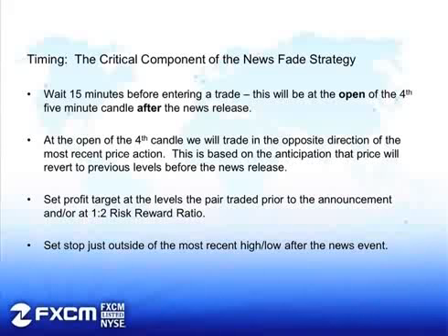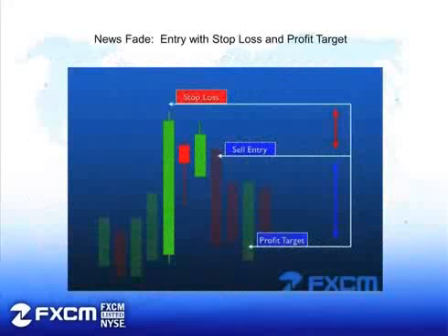And this is another hypothetical type of chart, so you can kind of graphically picture how this works. Okay, so here's where the announcement happened. Again, 1, 2, 3. And then we fade the initial move, so we'd be selling right there. And this is a good graphic example of a 1-to-2 risk-reward ratio. Notice how the distance between our stop here is about half the distance of our profit target. So we're risking this amount of loss for potentially this amount of gain, putting it in a graphic sense as far as the news fade.